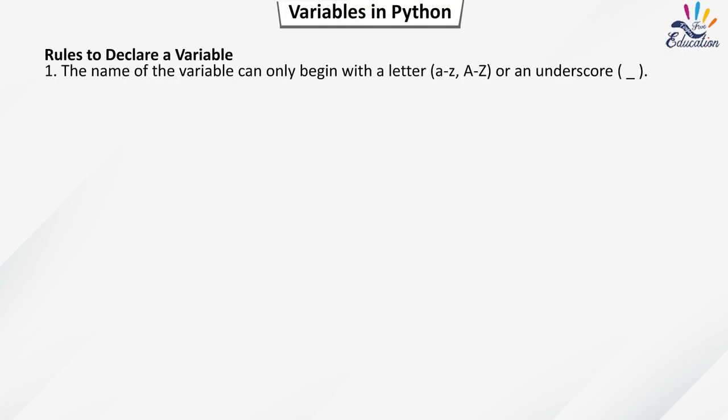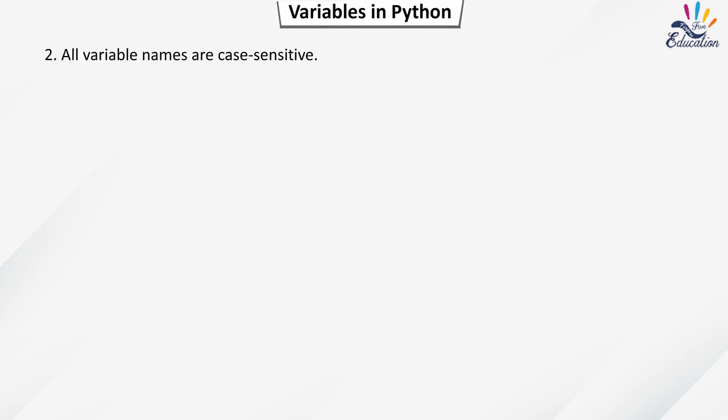The name of the variable can only begin with a letter, small a to z, capital A to Z, or an underscore. All variable names are case sensitive. Variable names cannot contain punctuation characters like ampersand, percentage, asterisk, etc.